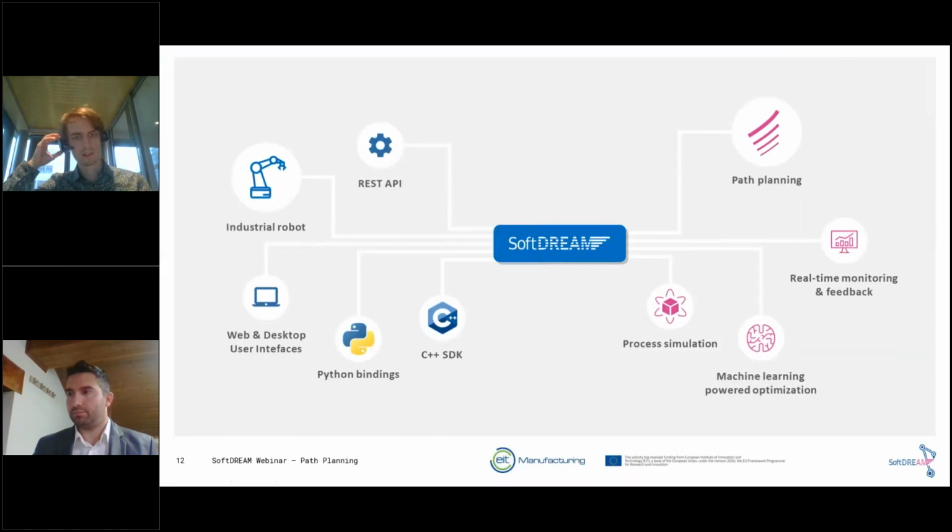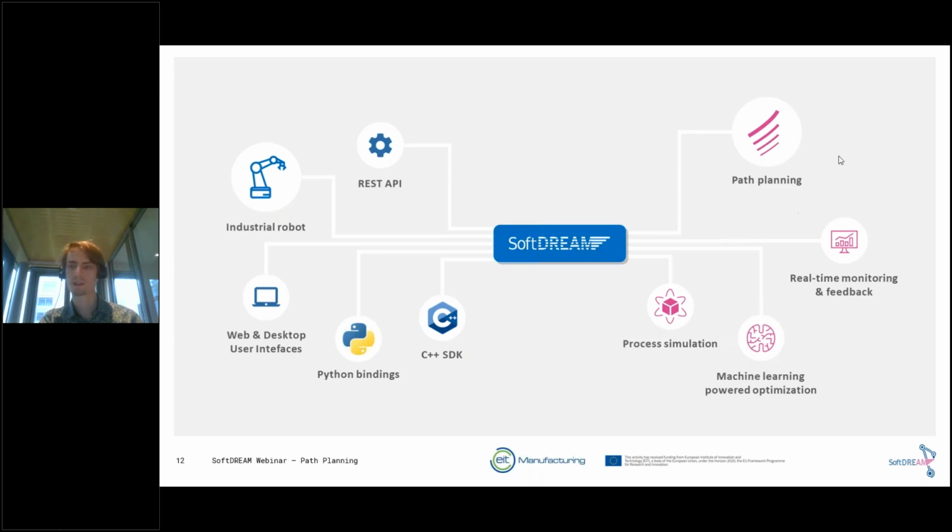And this overview here shows a little bit of what we are trying to achieve. So we have this functionality that you can see on the right with, for example, path planning or process simulation. And we make that available through a number of different ways, like our Python bindings, C++ SDK, or our REST API. So that, for example, if a user who is very advanced in the path planning but wants to use the real-time monitoring interface, they can just choose to use this part of our proposed solution.